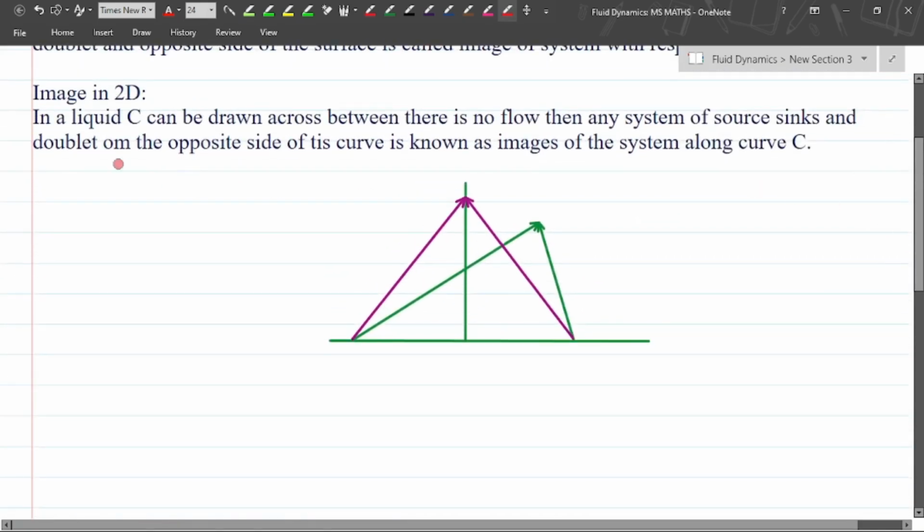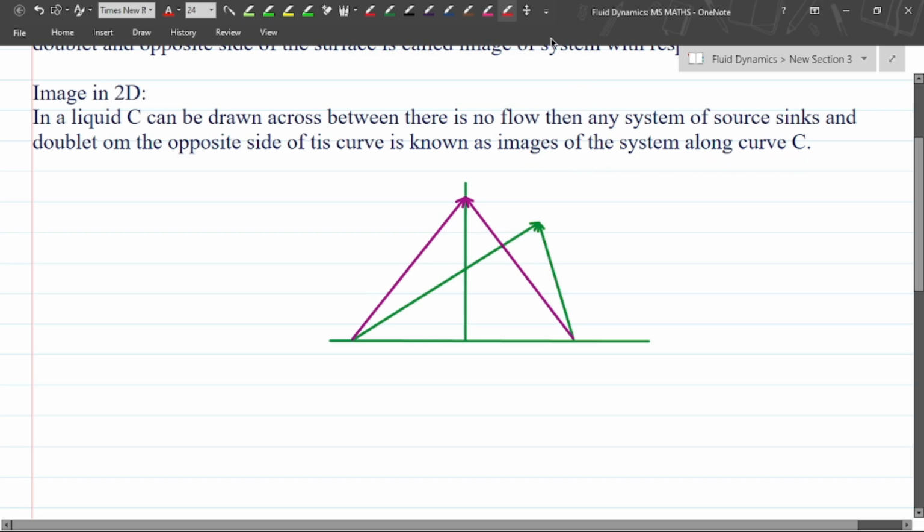Now the image in 2D: in a liquid, a curve can be drawn across which there is no flow, then any system of source, sink and doublet on the opposite side of the curve is known as the image of the system along the curve.